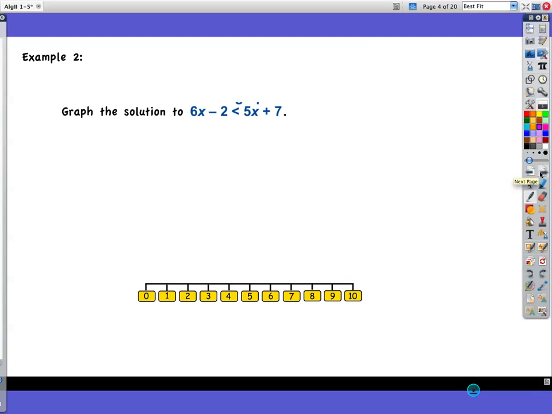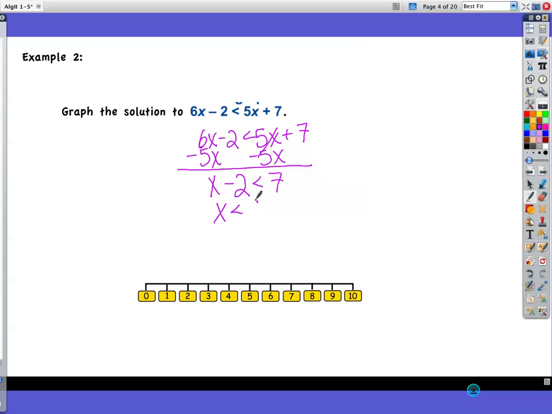Example 2, graph the solution to 6x minus 2 is less than 5x plus 7. All right. Once again, 4 different ways to start this problem. I'm going to subtract 5x from both sides to start. And you could do it differently, and we can still all end up with the same answer if we all do it correctly. Now I want to get x by itself, so add 2 to both sides. And now my answer is x is less than 9.